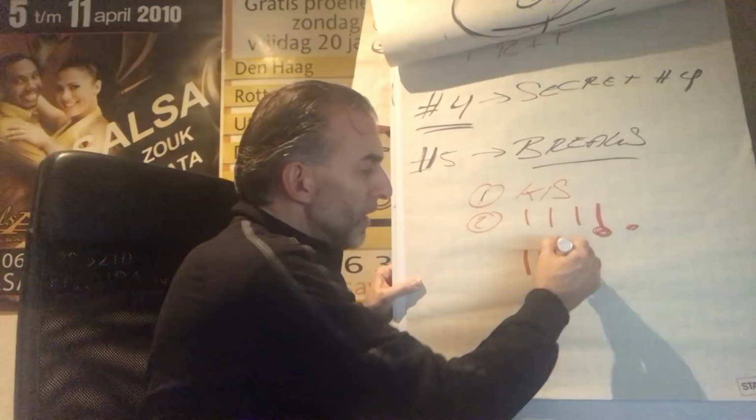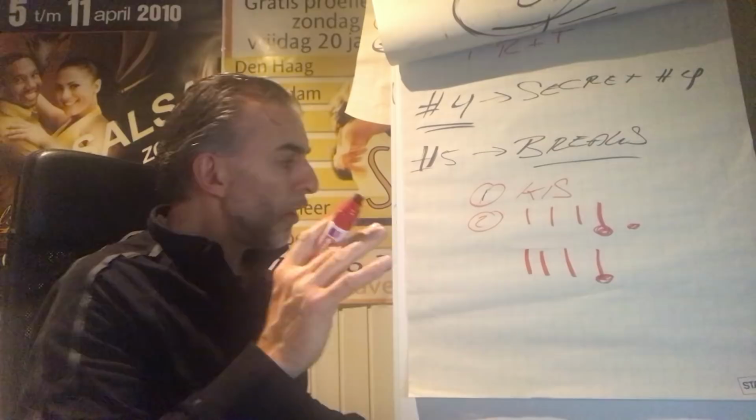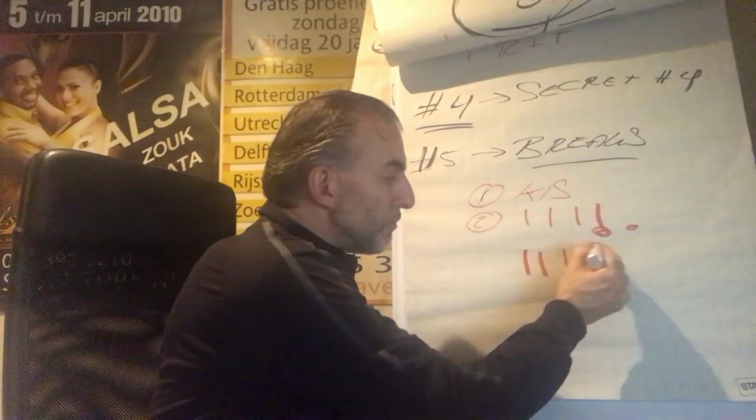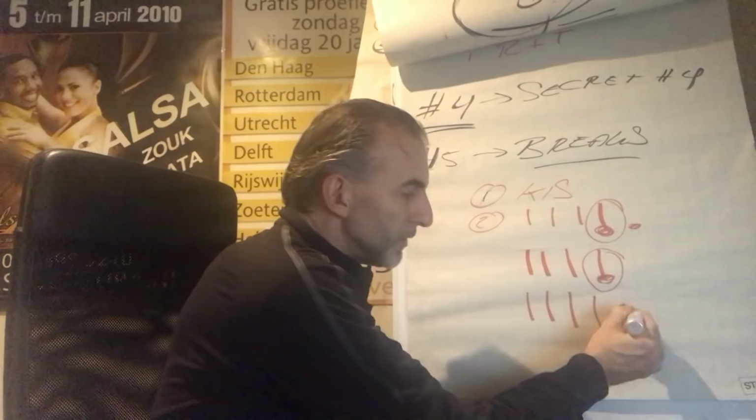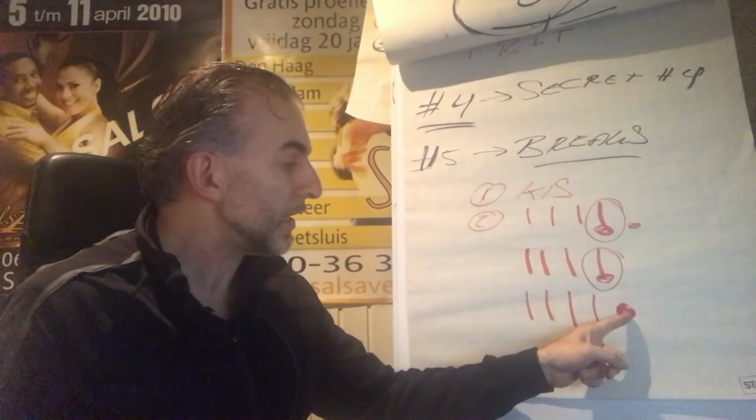Now there are two ways. One way is three measures are being finished, and then the break will be here in number four. The other option is the measure is totally finished and then the break comes here. There are two options, okay? Many times they will finish the parts of four and then hit the break, but sometimes they use the entire fourth part to hit the break.